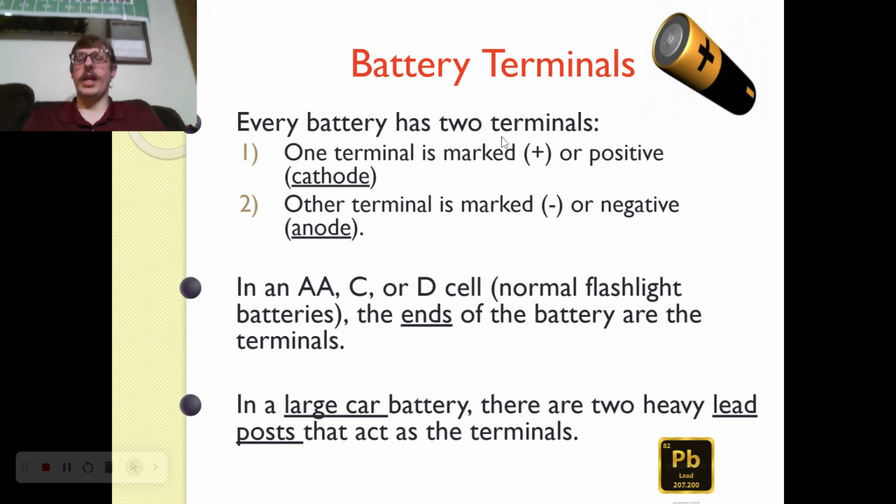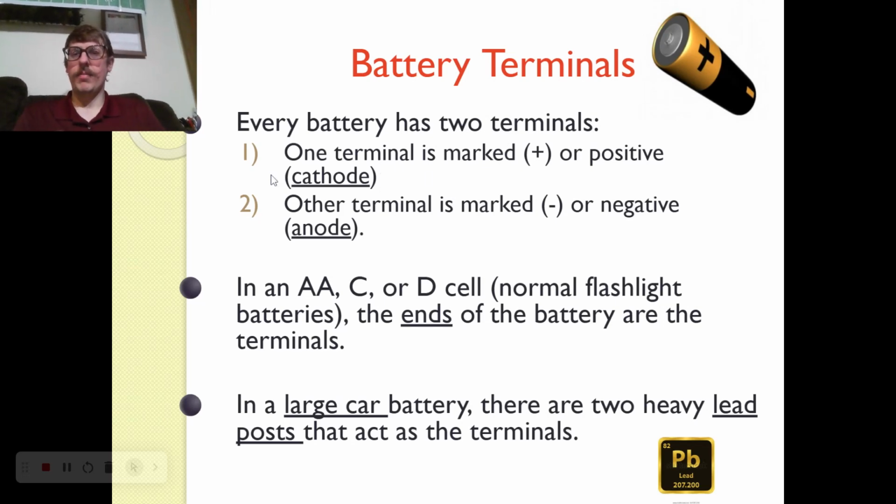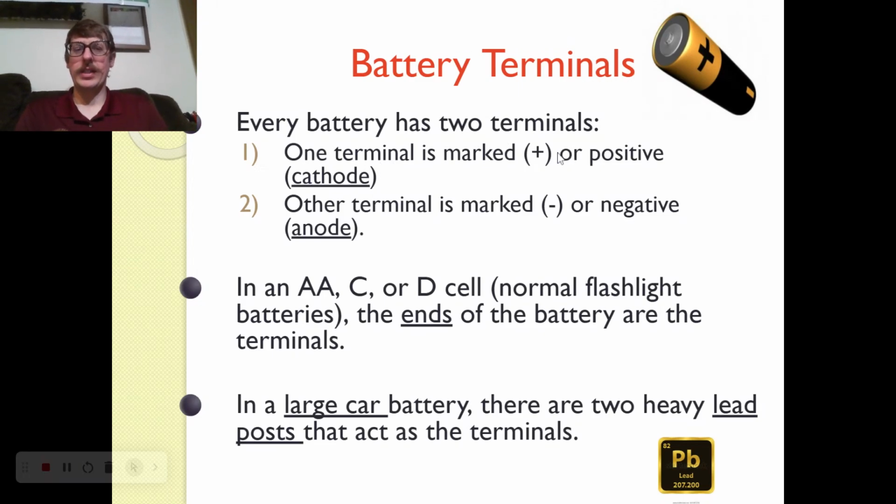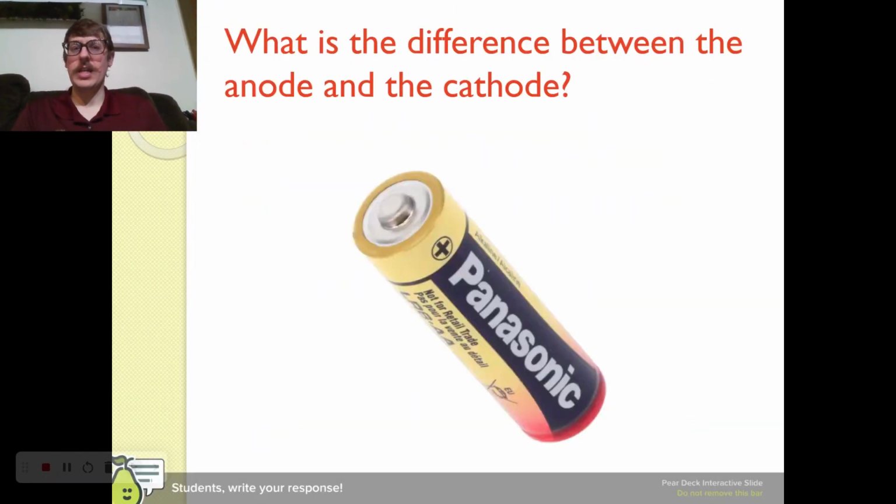So every battery is going to have two parts in general, two terminals. There's a positive side, that's the cathode, and there's the negative side called the anode. We're going to talk a lot more about those later, what makes it positive, what's not. AA, C, D cell batteries, which you're probably familiar with. The ends are the terminals, but in a large car battery, there's going to be two lead posts that act as the terminal. They're usually called lead acid because they've got an acid in there that is the electrolyte. And that's the next thing that batteries need.